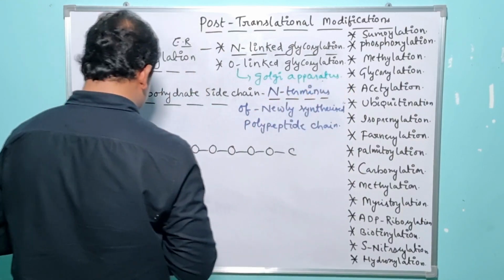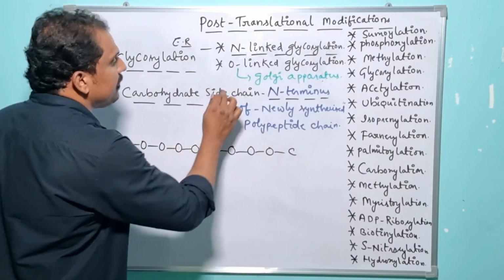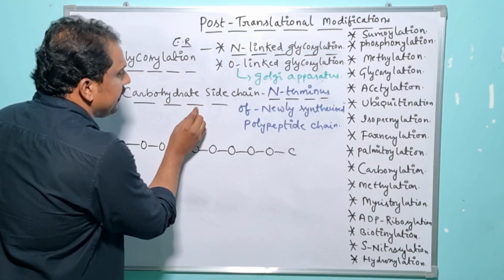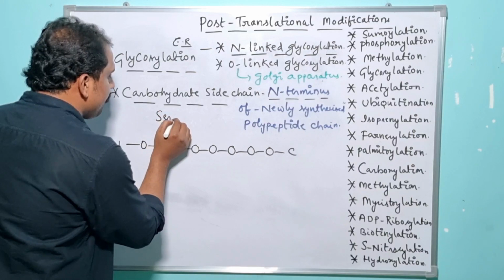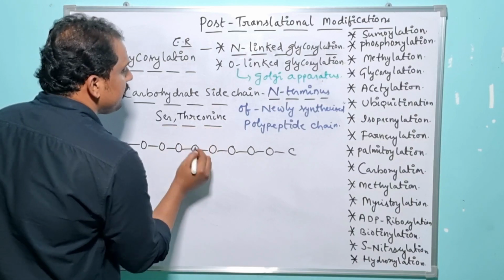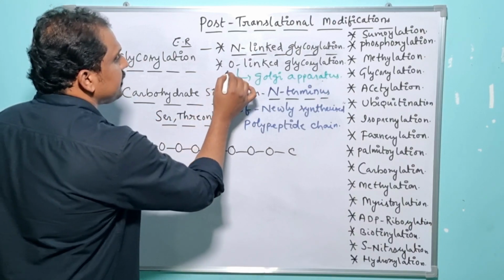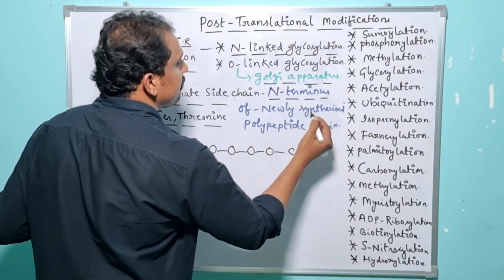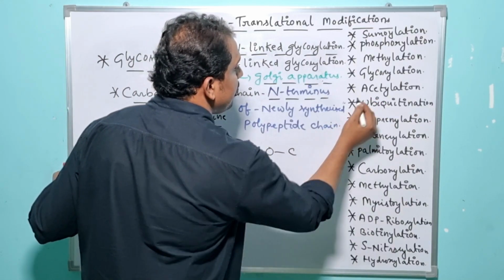Golgi apparatus. So what exactly happens during O-linked glycosylation? In O-linked glycosylation, which is observed in the Golgi apparatus, recruitment of the carbohydrate side chain takes place to certain hydroxyl-containing amino acids like serine and threonine, right? Recruitment of the carbohydrate side chain takes place to the newly synthesized polypeptide chain, which possesses serine and threonine amino acids. So it is nothing but O-linked glycosylation, observed in the Golgi apparatus. So this is glycosylation. And the next specialized post-translational modification is acetylation.